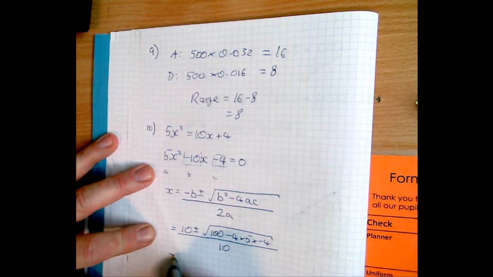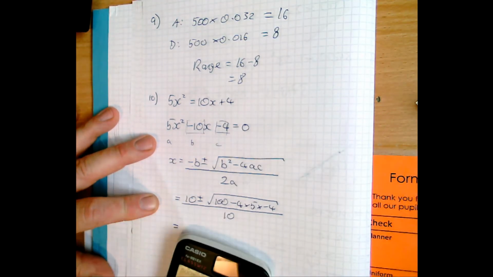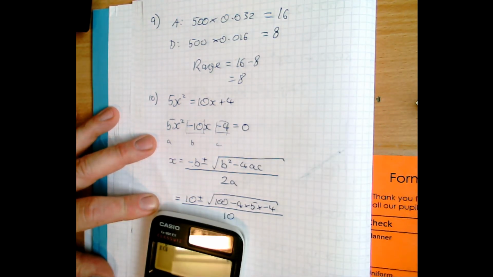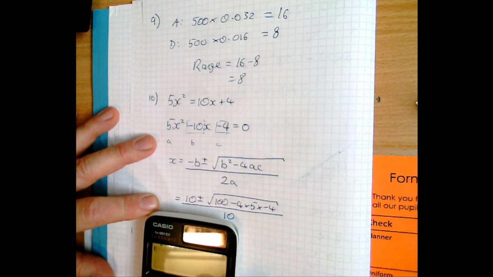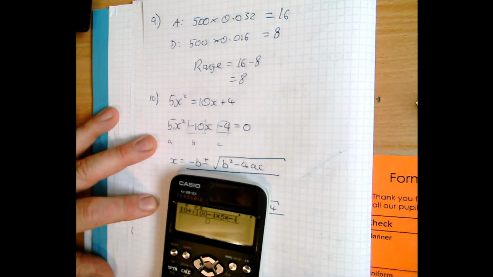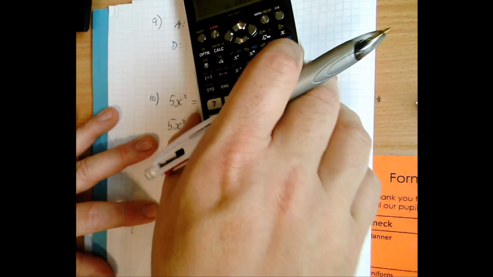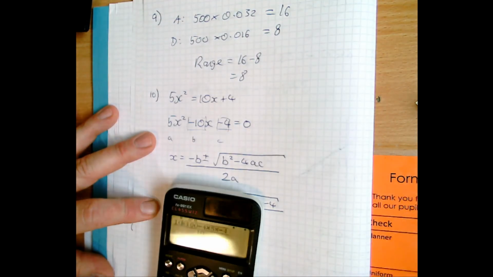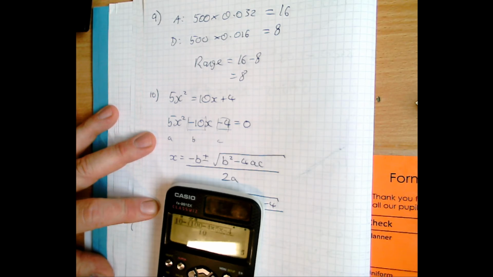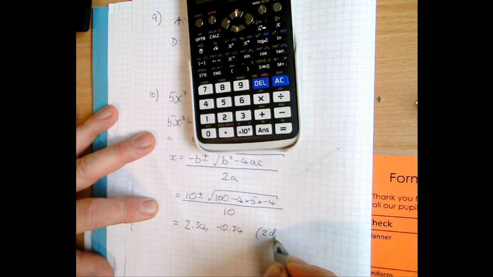And I'm going to type that into my calculator. I'll do the positive root first and then I'll do the negative root. And it wants answers to 2 decimal places. 10 plus the square root of, let's do my fraction, that's better. 10 plus square root of 100 minus 4 times 5 times minus 4 all over 10. 2.34, and then change the plus to a minus. Minus 0.34. Minus 0.34 to 2dp. Done.